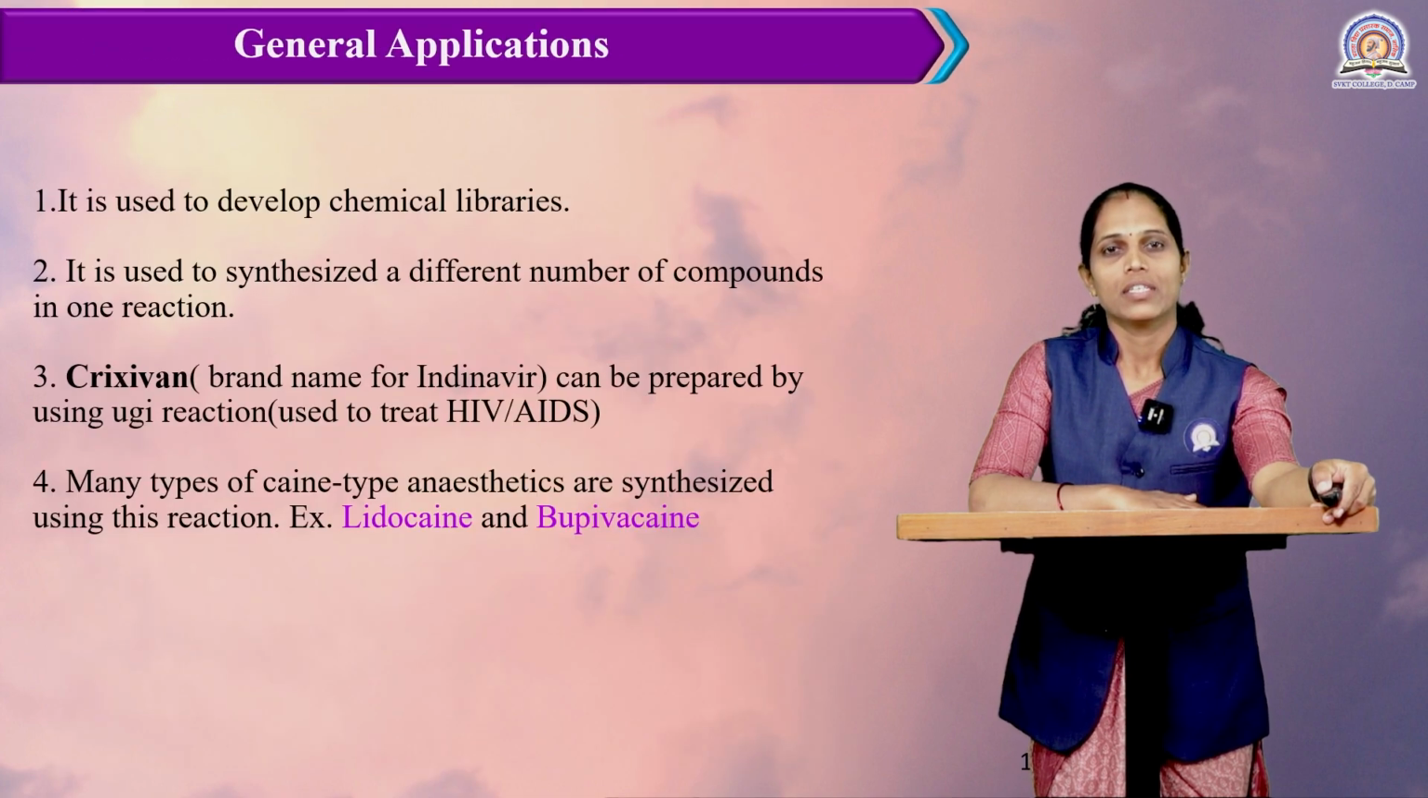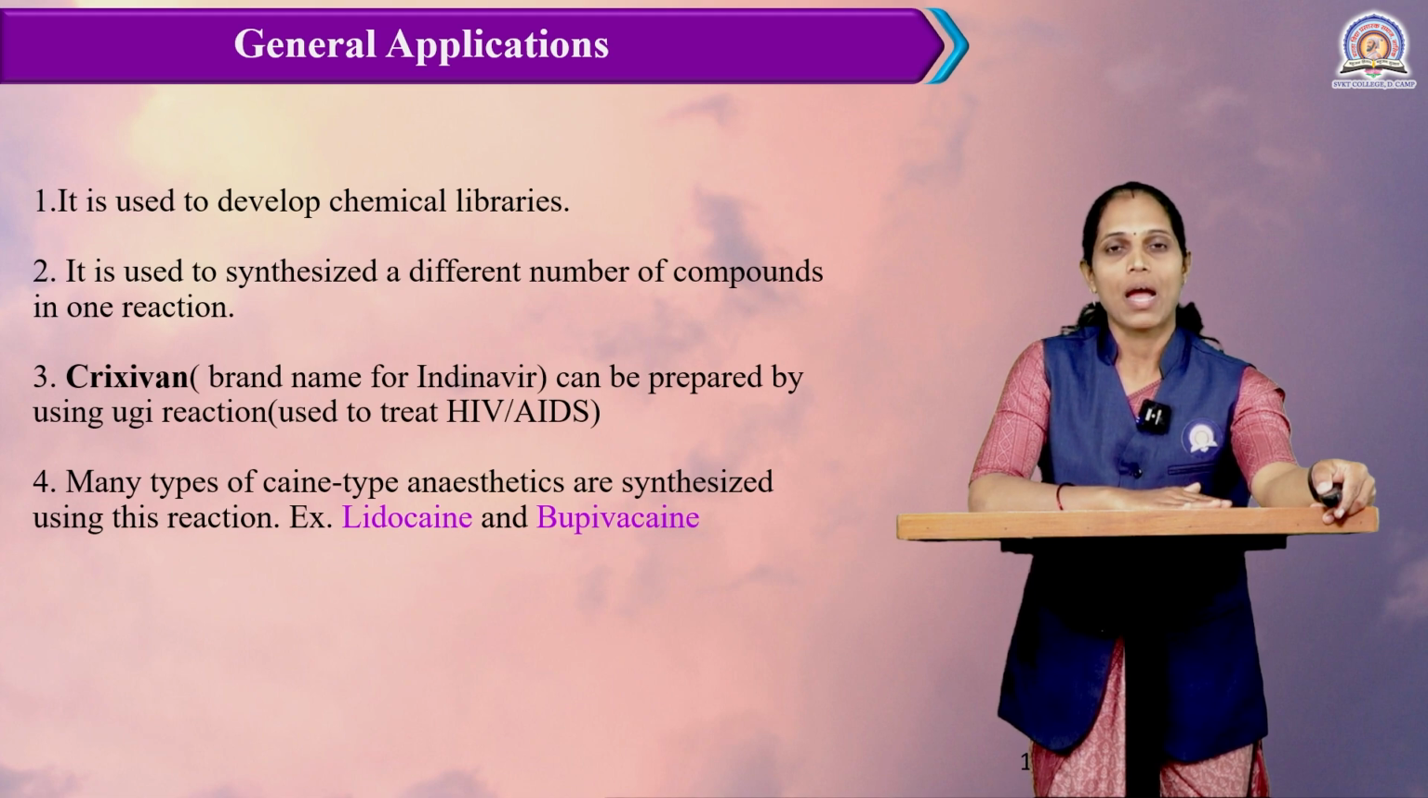Now here are some general applications of the Ugi reaction. The first application is that it is used to develop chemical libraries; for the development of chemical libraries, the Ugi reaction is most useful. The second application is that it is used to synthesize a number of different components in one reaction, meaning the synthesis of different components takes place in one reaction. It is an important application of the Ugi reaction.